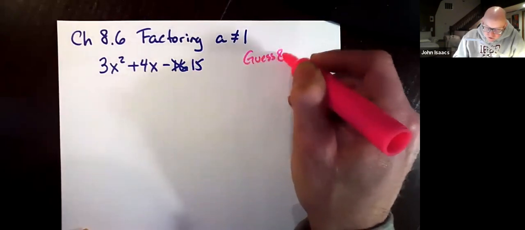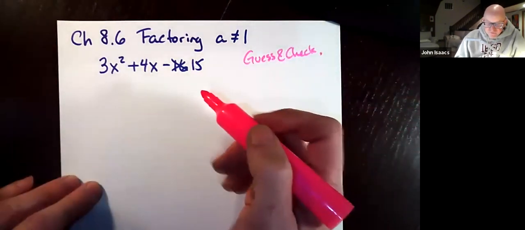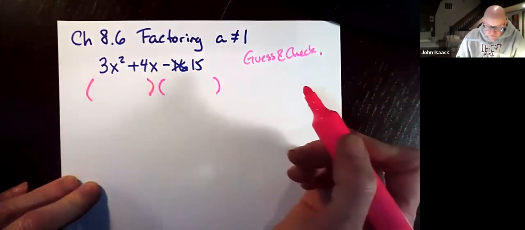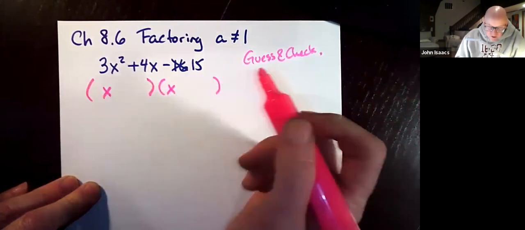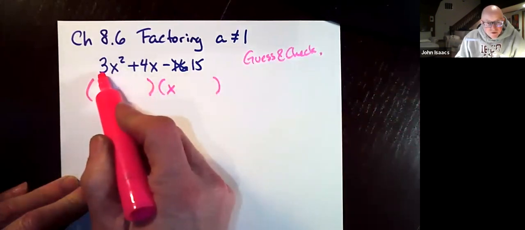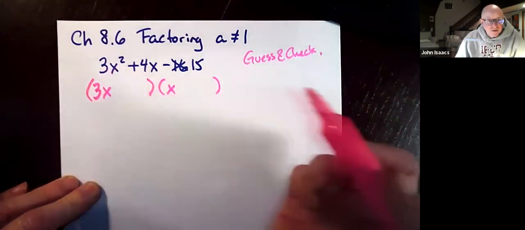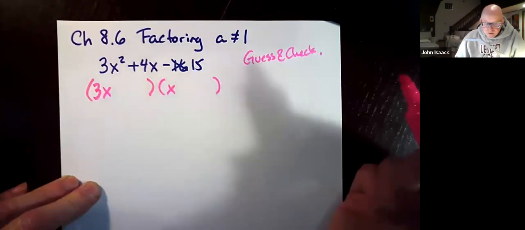I want to show you how this works. In factoring this, we know we have a trinomial. We know we're going to have some type of a thing that looks like this. We know we're going to have a couple of x's here. Because this is 3x squared, we're going to need a 3x and an x. That's the only way we're going to get 3x squared. There's no other option because 3 is prime.